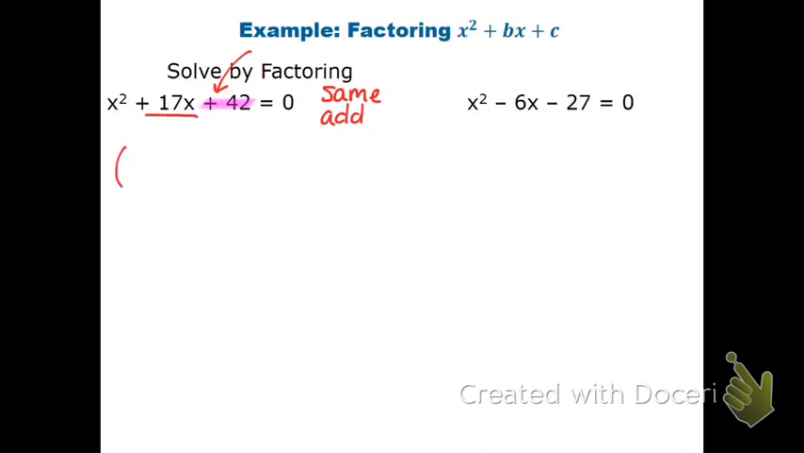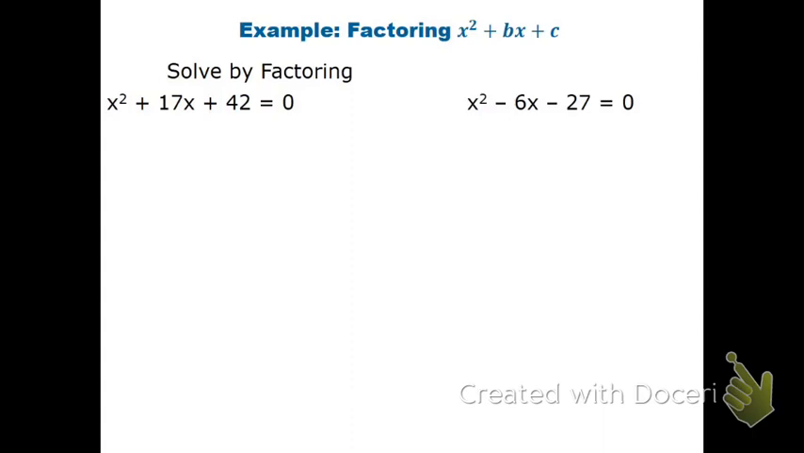So when I open my parentheses, I put an X as my first term, and then I'm trying to see what goes into the second blank. So I know they're going to be the same signs. I want two numbers that will multiply to get me my C value, which is 42, and I want them to add to get me 17.